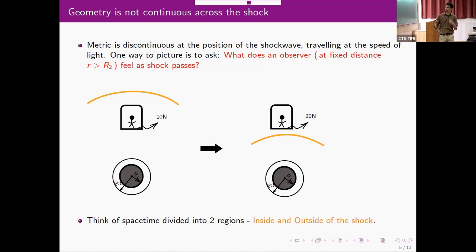And if it is not continuous, you can naturally divide the space-time into two regions: one which is inside the shock and another which is outside the shock. So the outside observer will see different behavior, and the inside observer will see different behavior.